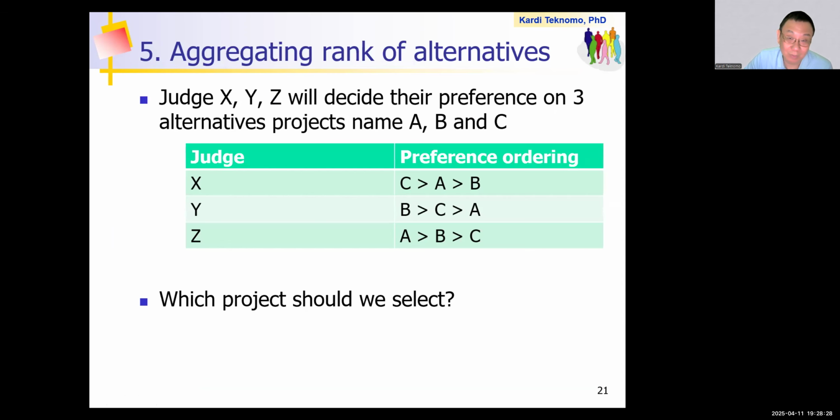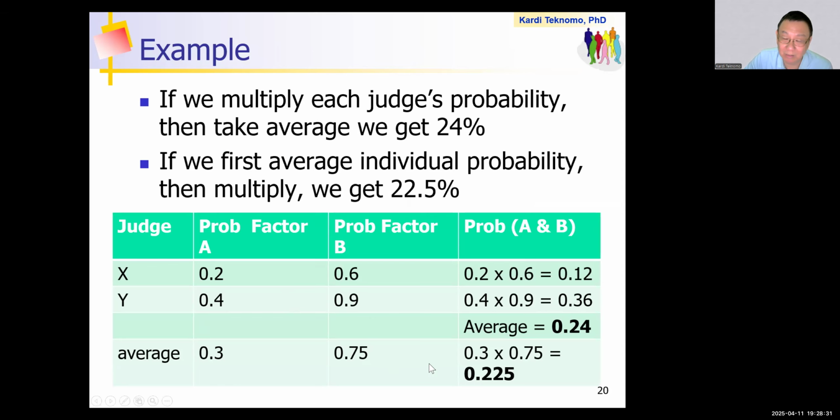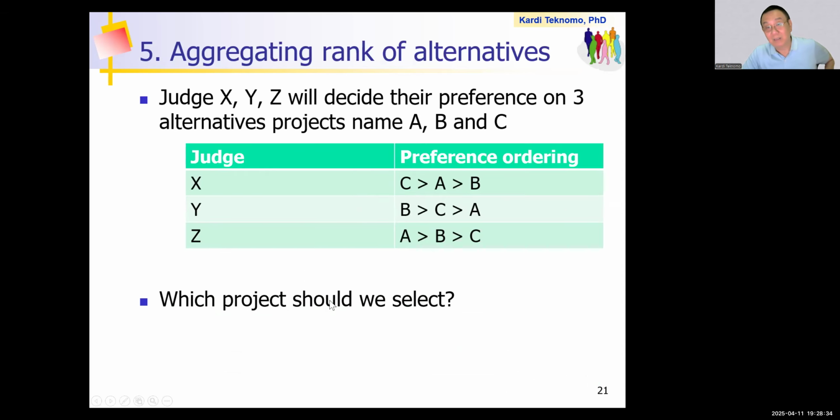Why? That's the question. The problem is actually rank reversal. So let's talk about that in this next aggregation function. Instead of doing factor or probability, what will happen if we aggregate by the rank of the alternative? Suppose you have three judges, X, Y, and Z, and you want to decide among three projects, A, B, or C. The question is which project you should select.